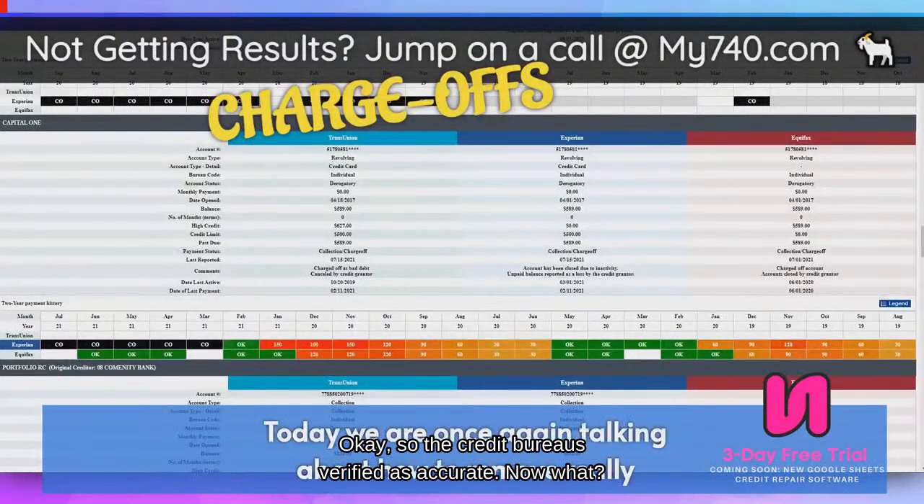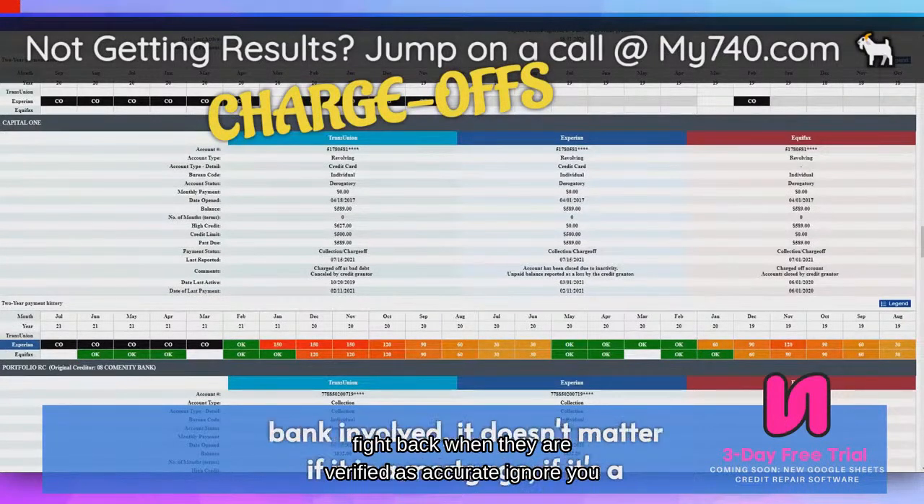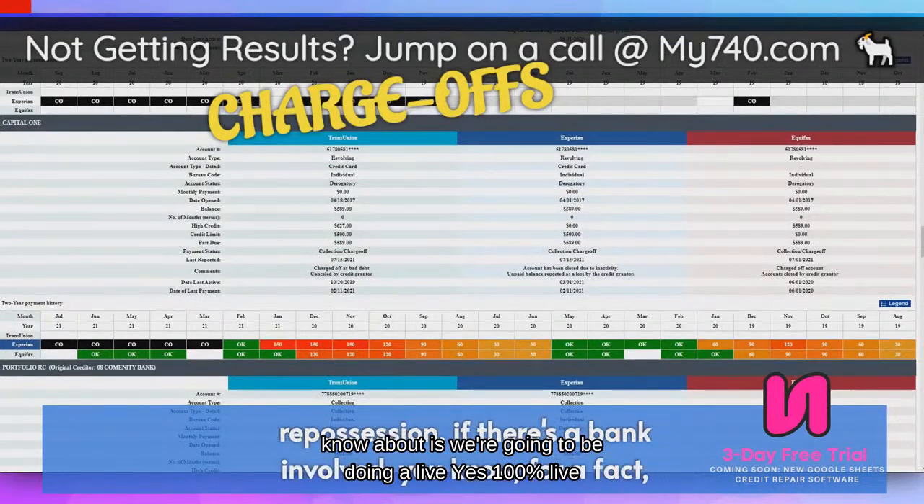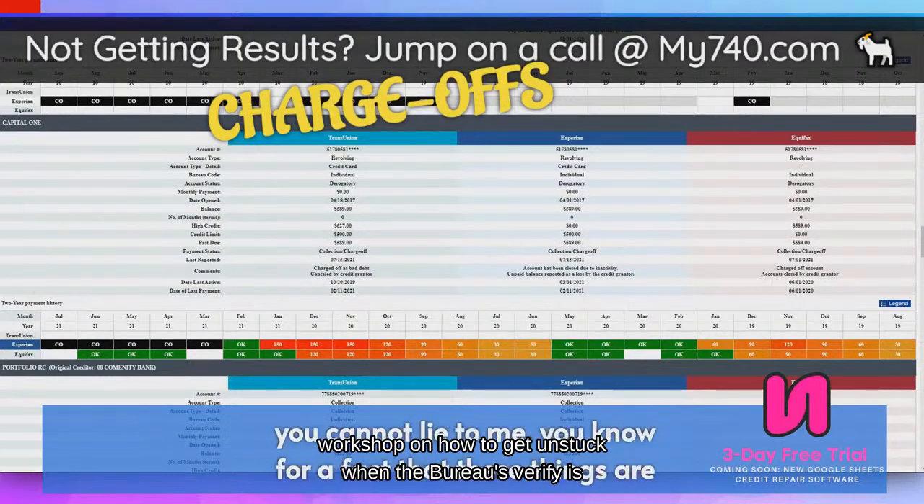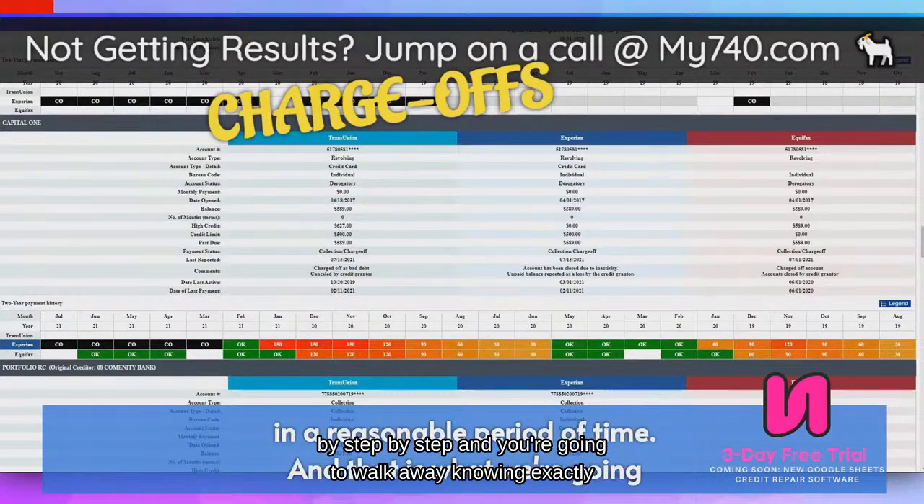Today, we are once again talking about how to remove really difficult accounts like Capital One or anything where there's a bank involved. It doesn't matter if it is a mortgage, if it's a repossession. If there's a bank involved, you know for a fact, you cannot lie to me, you know for a fact that these things are really difficult. And if you don't know how to dispute them correctly, then you're not going to be able to get them removed in a reasonable period of time. And that is what we're going over today.